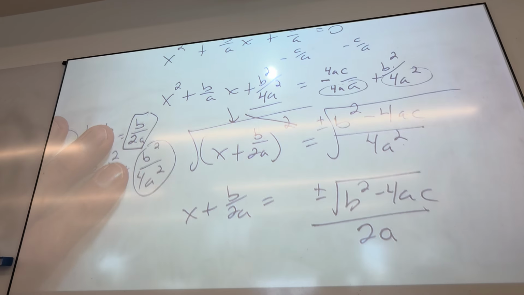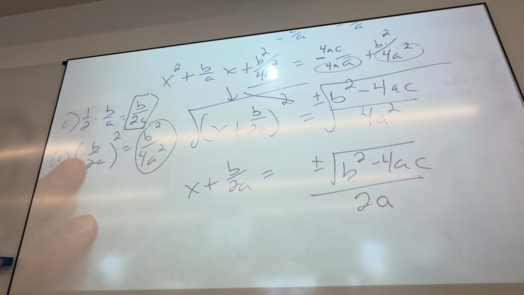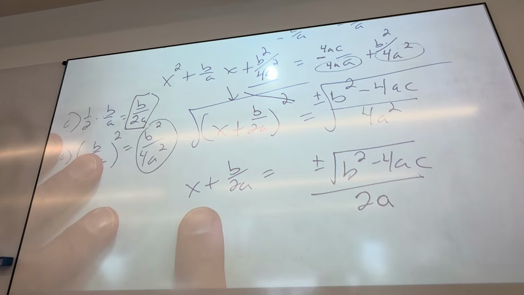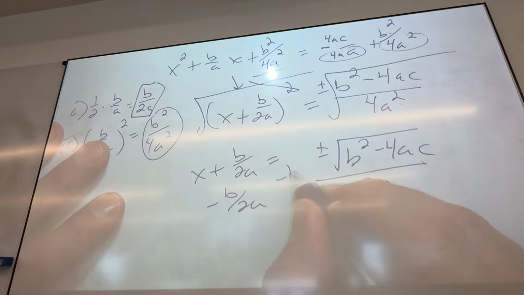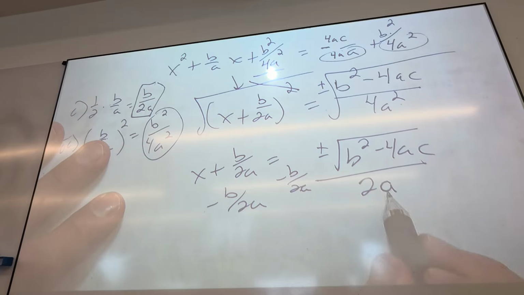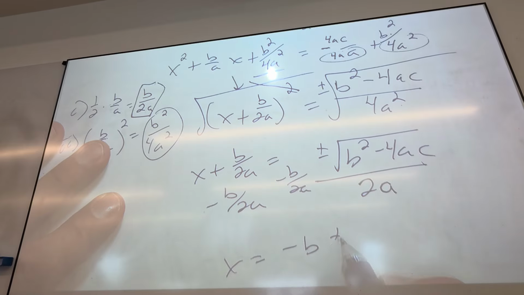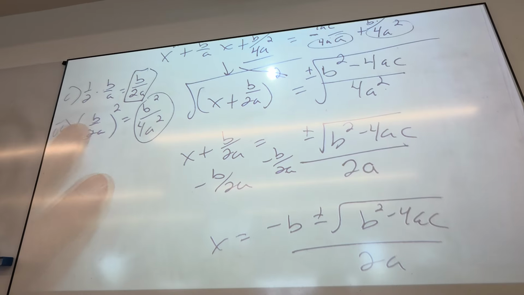Good. And what's the last step to get x by itself? Subtract, which is good, right? b over 2a. Do you see how they already have the LCD? So x equals negative b plus or minus the square root of b squared minus 4ac all over 2a. That should sound hopefully familiar.